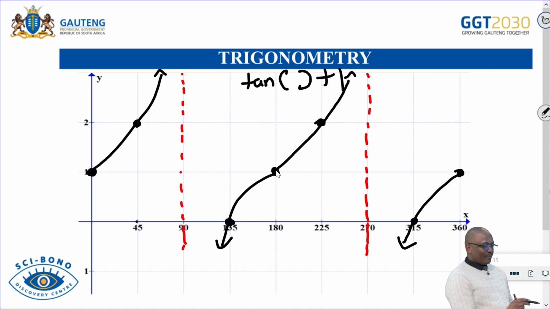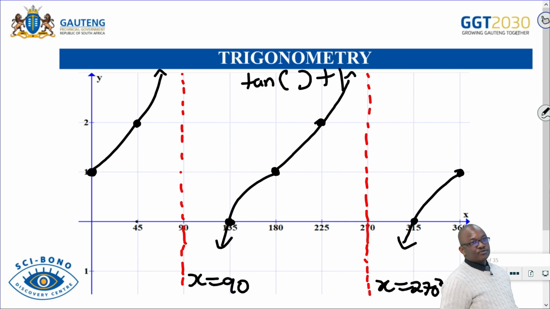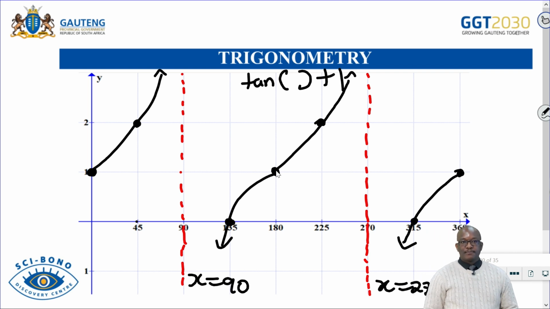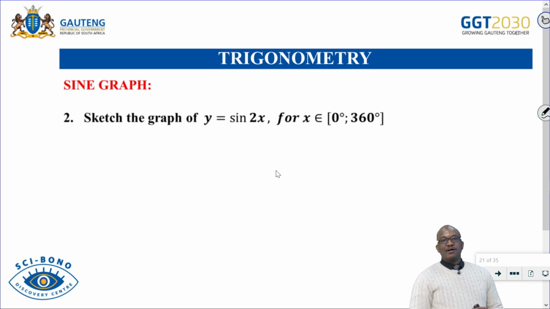Correct. So remember, this graph has the asymptote. The equations of the asymptotes are x is equal to 90 and x is equal to 270. So now you can see that the midline for that tan graph is starting at 1. It means it has moved 1 unit upward. Correct.